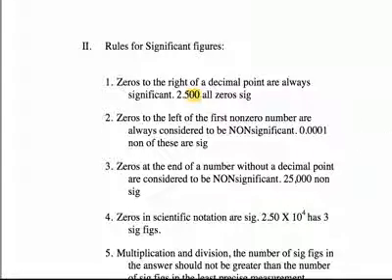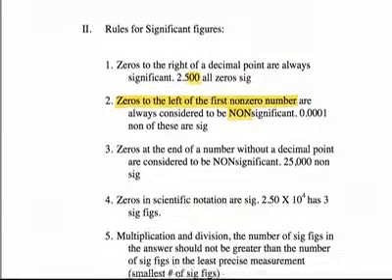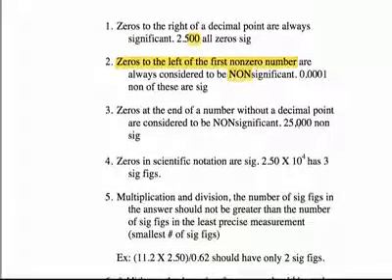Now, if we look at beginning zeros to the left of the first non-zero number, then all of these zeros are non-significant. So left, non-significant; right, significant. Now, if that decimal point is not there to the right, these are not considered to be significant. So at the end of a number without a decimal point.